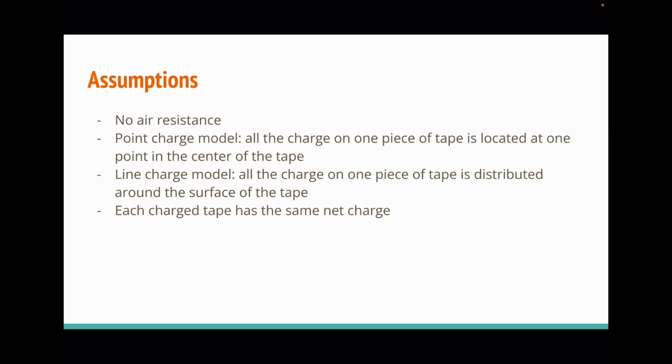In this experiment, we have a few assumptions, the first being that there's no air resistance. The point charge model assumes that all the charge on one piece of charge tape is located at one point in the center of the tape, and a line charge model assumes that all the charge on one piece of tape is distributed across the surface of the tape. Each charge tape is assumed to have the same net charge.